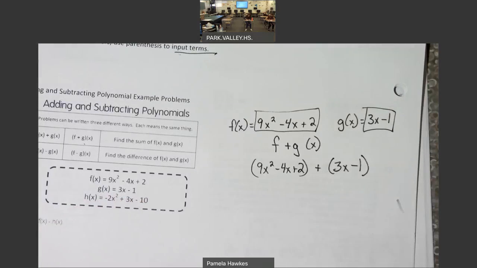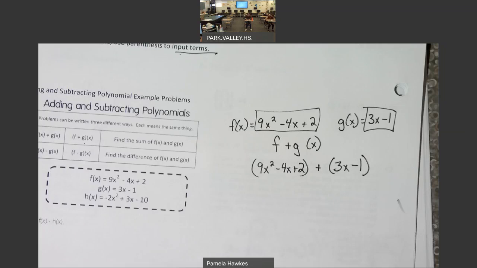Okay? Now to do that, what I do is I just add common or like terms. What does it mean by like terms? Same variable. So does that mean I add this one and this one together? The 9x squared, the 4x, and the 3x, do I add all of those? Do they have the same variable? This has the square, right? So it's not the same as these two. Okay? They've got to be like, which means they've got to be exactly alike.